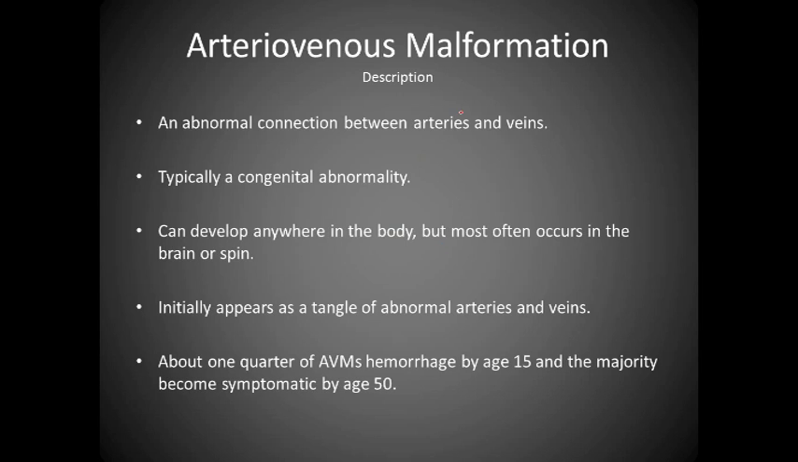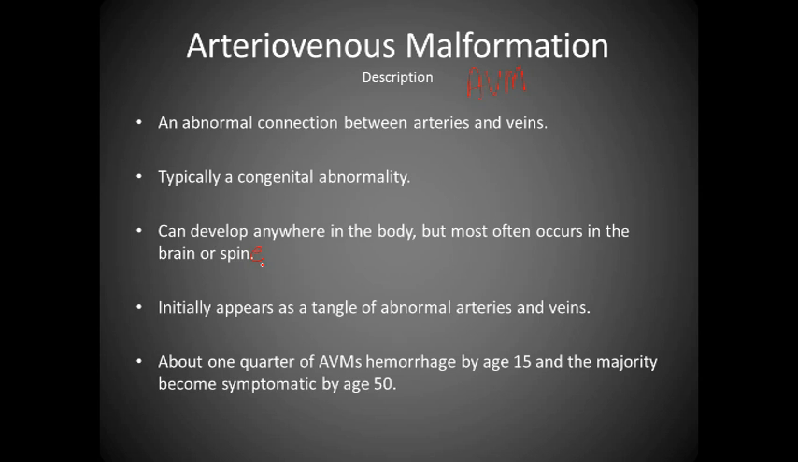So that brings us to an arteriovenous malformation, or an AVM. That's what we're going to typically call them, an AVM. So what you're going to hear it referred to from probably this point on is an AVM. It is an abnormal connection between arteries and veins, and it's typically a congenital abnormality. It can develop anywhere in the body, but most often occurs in the brain or in the spine, not the spin.